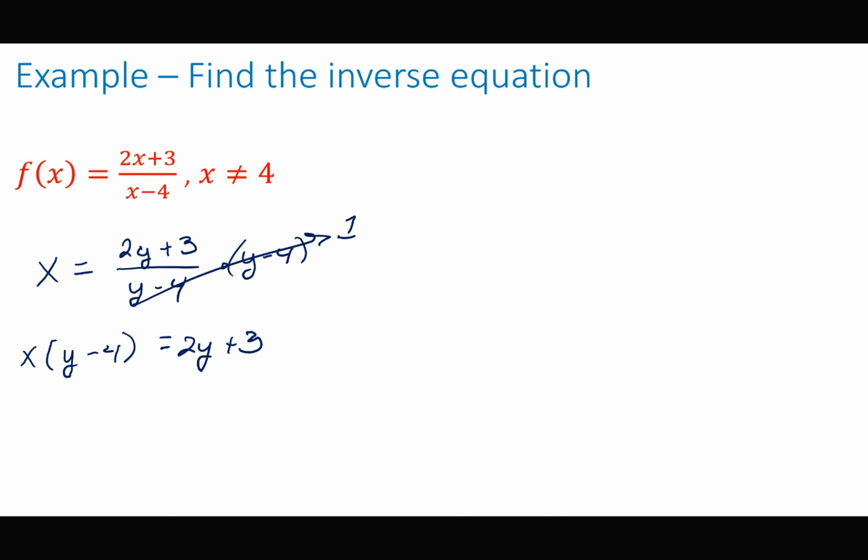Remember, we're trying to solve for y. So this is going to take some manipulation to be able to get y by itself. All right, well, first thing, I'm going to distribute this in. So I'll have xy minus 4x equals 2y plus 3.